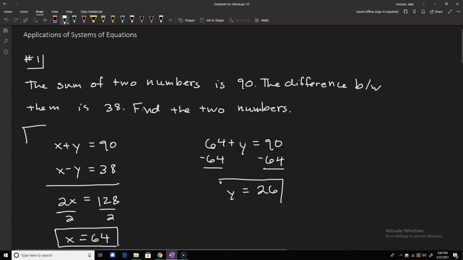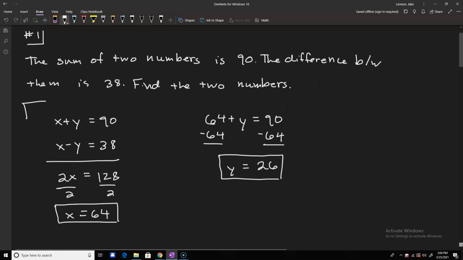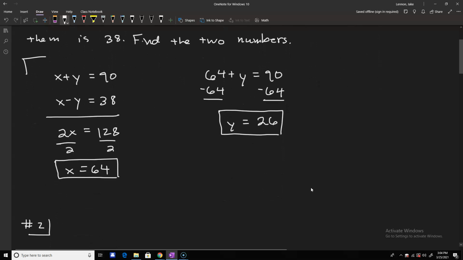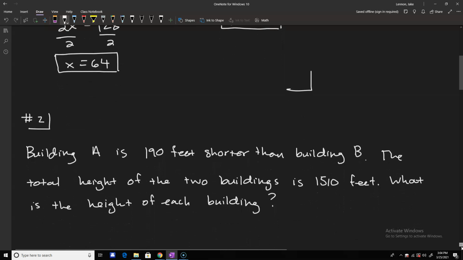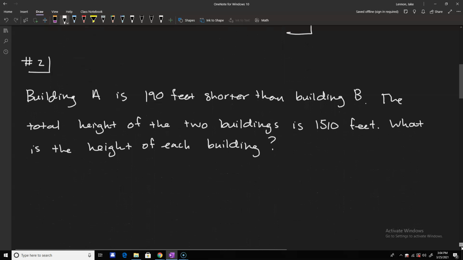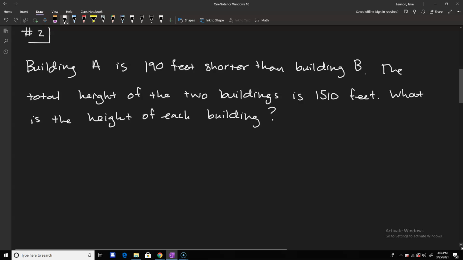So very straightforward for the first one. Not really even an application. They're almost just telling you the system of equations in words. But sometimes you see that, and maybe you'll see it even a little more difficult. But for number two, we start to get into ones that are a little bit more interesting, have some applications. Building A is 190 feet shorter than building B.